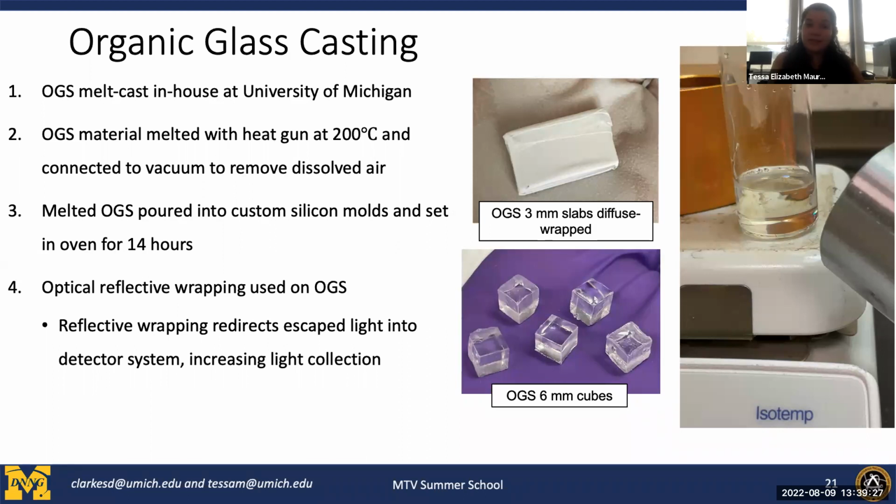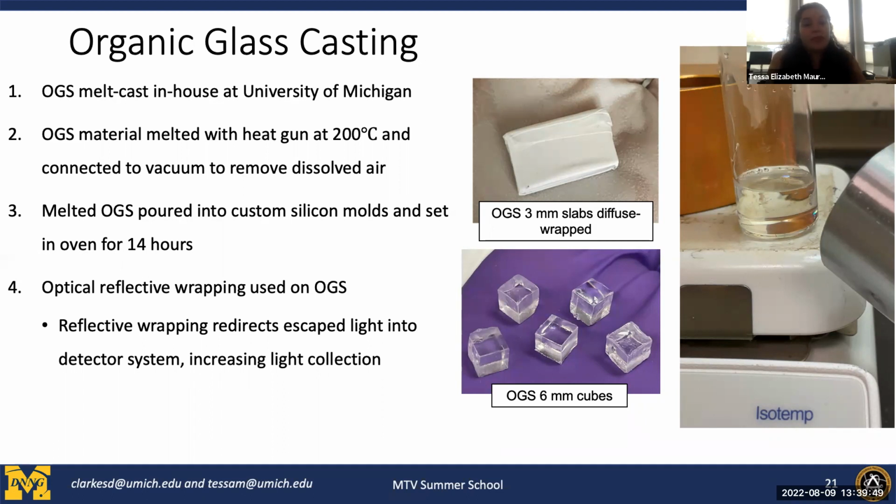Again, this gets into some of the big benefits of this material. Any kind of silicone mold we can make determines whatever geometry we can make our scintillator, because we can just pour the molten material into that silicone mold and set it. So it really is advantageous over an alternative like stilbene in that respect.